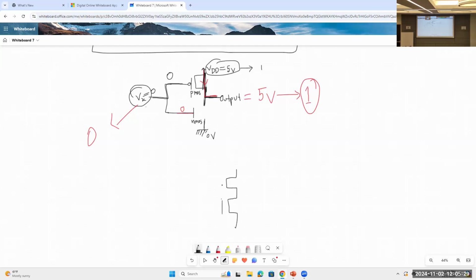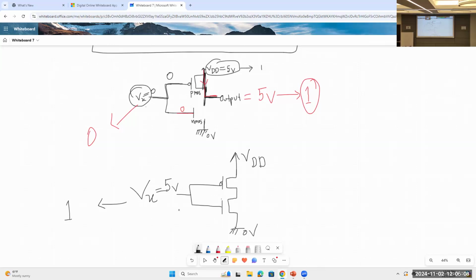I'm just drawing the same circuit. This is 0 volt, and this is VDD. In the previous case, we inserted 0 as an input, and here we'll insert 5 volt as input, which is logical 1 actually. So don't get confused between logical 1 and voltage. Simply, 5 volt means logical 1. So we have inserted 5 volt, logical 1.